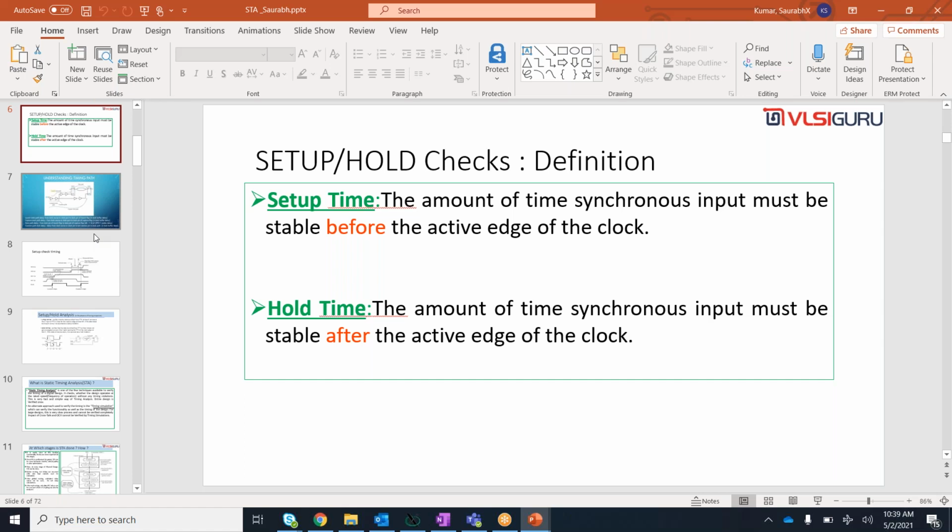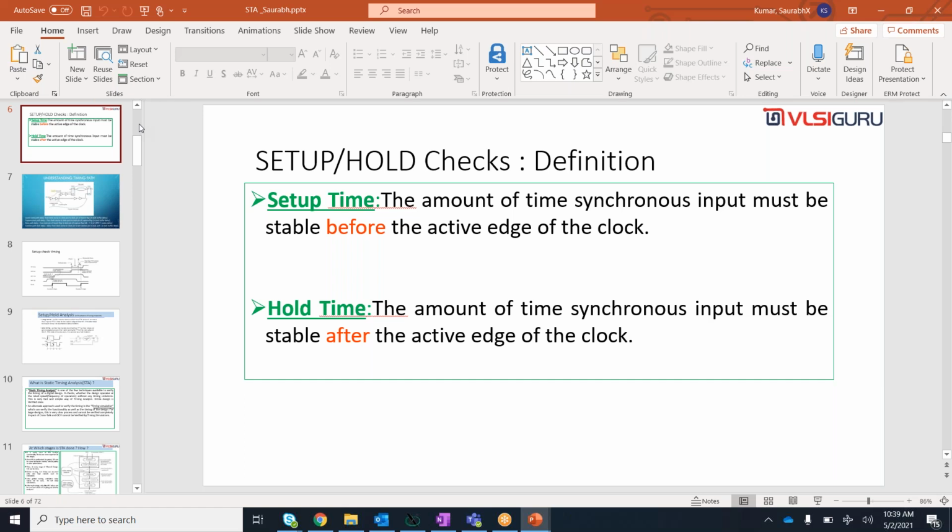Okay, so in timing analysis, we are dividing the complete circuit into 4 categories. One is input port to register. This is called first. Then register to register.